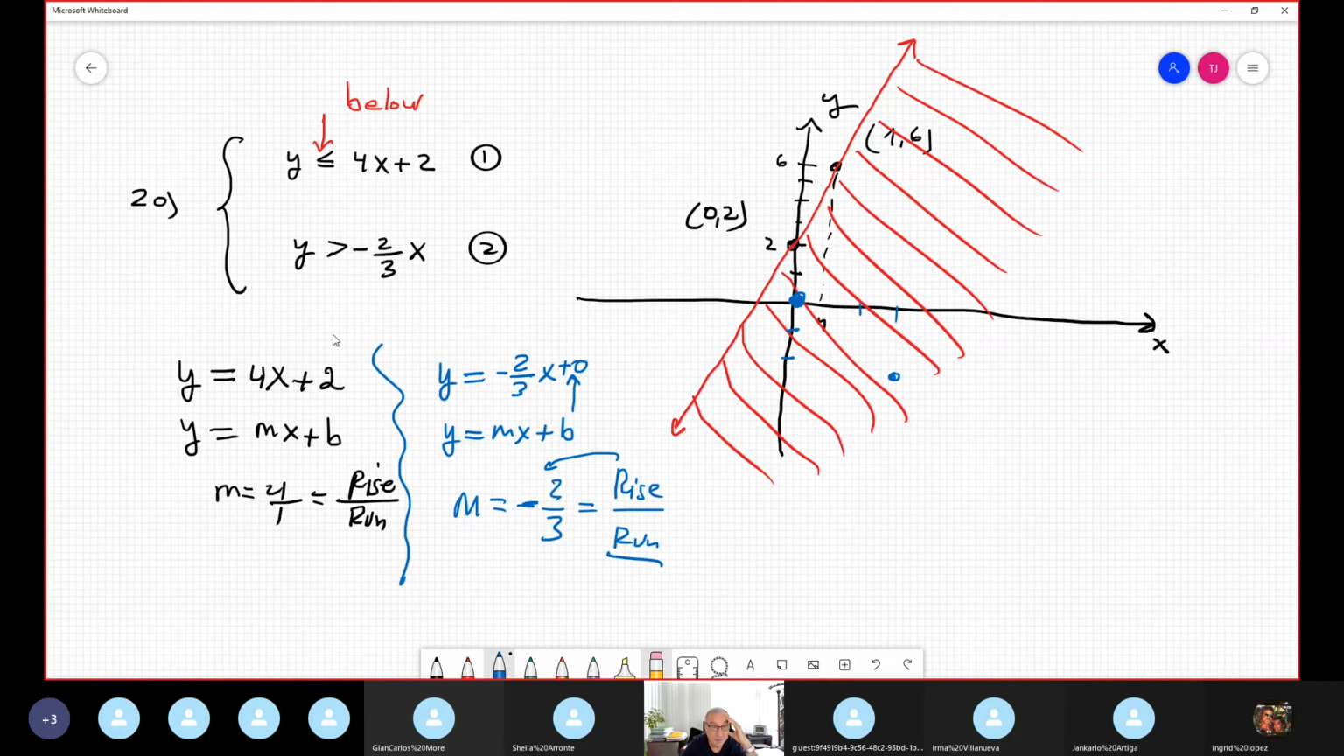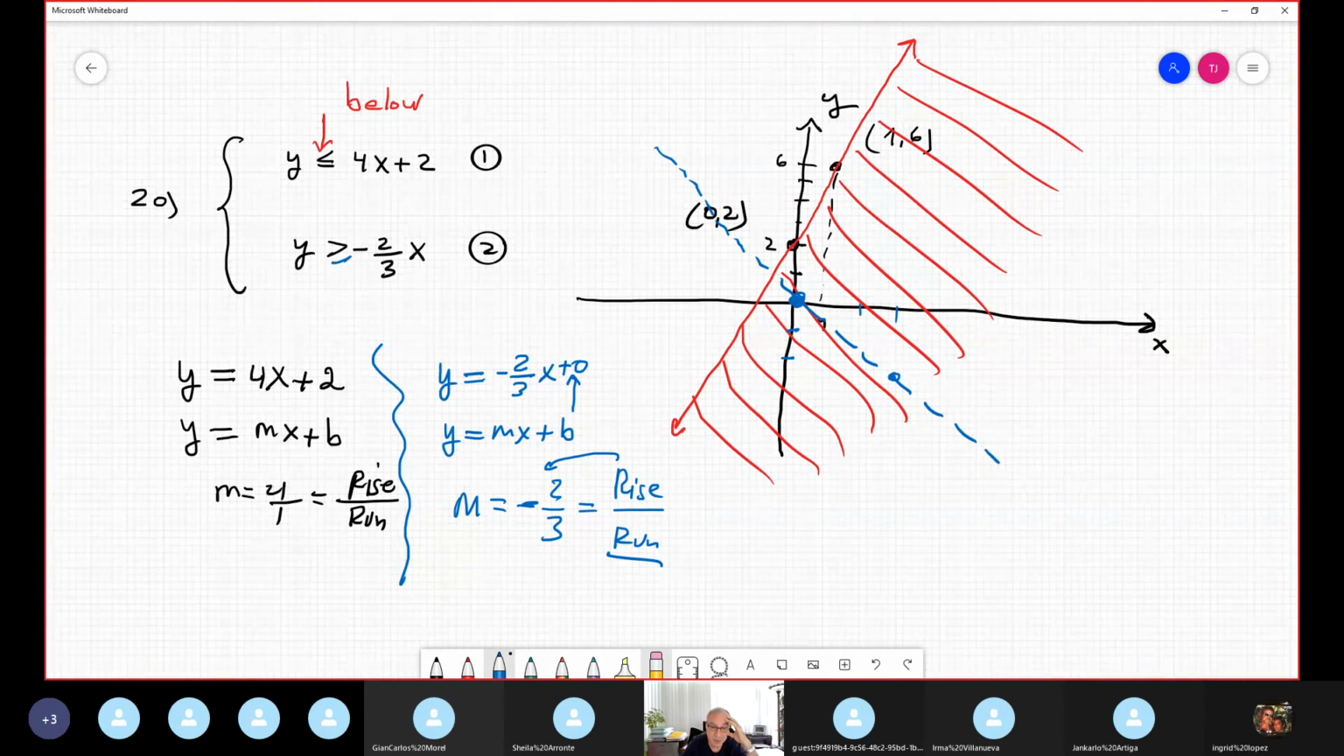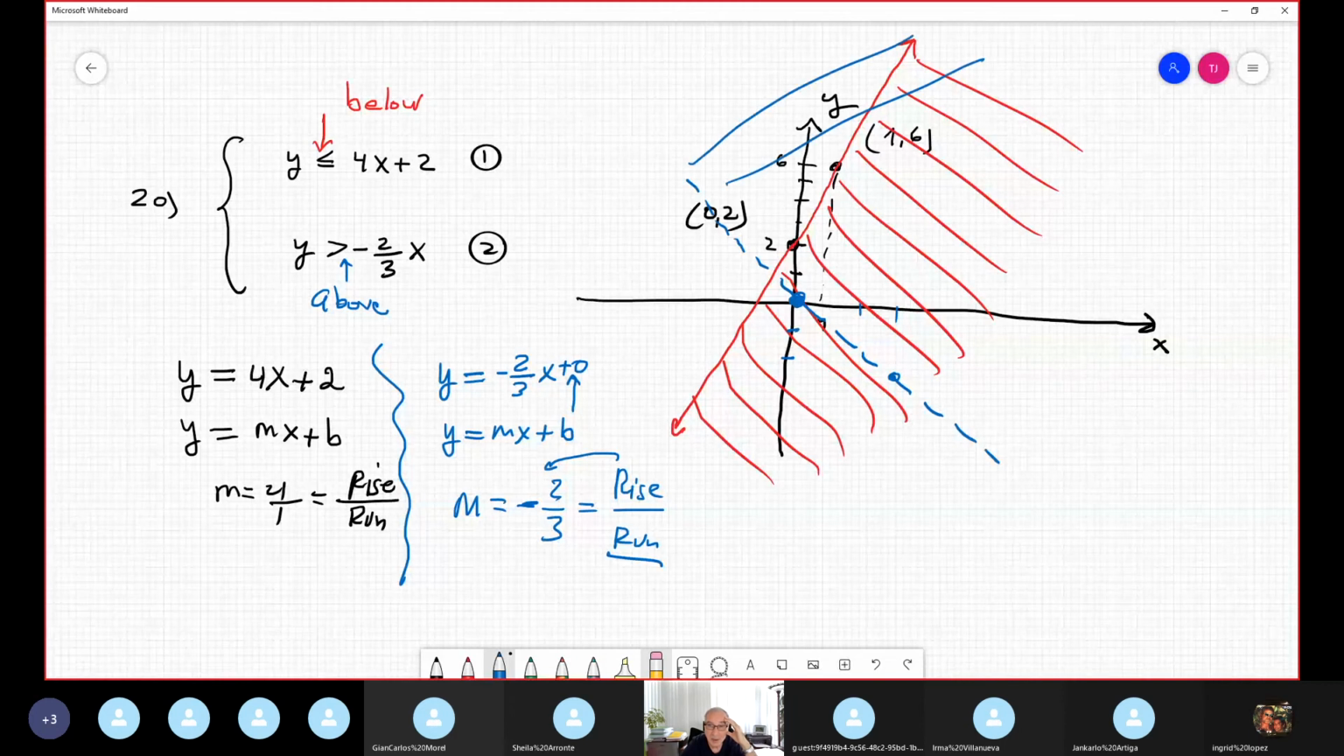I connect this point, but in this case, I connect by a dotted line. Why a dotted line? Because there is no equal in the second inequality. What that means is that the boundary that separates the two planes does not belong to the solution. And you shade the region above because it's greater than, and above is like that.